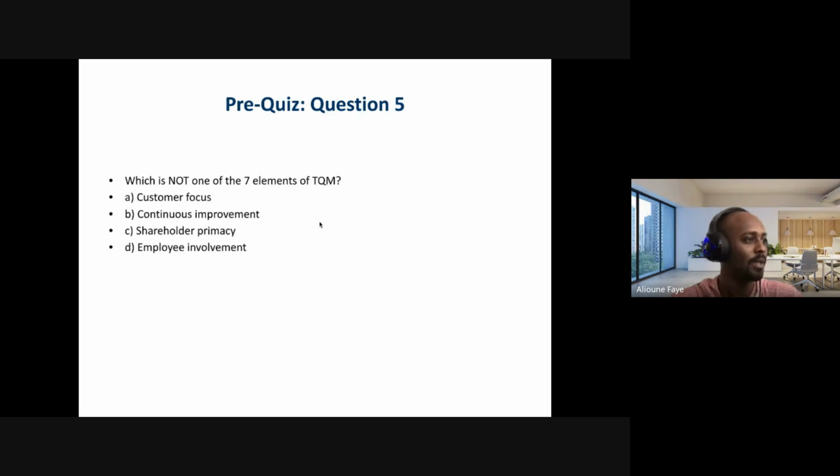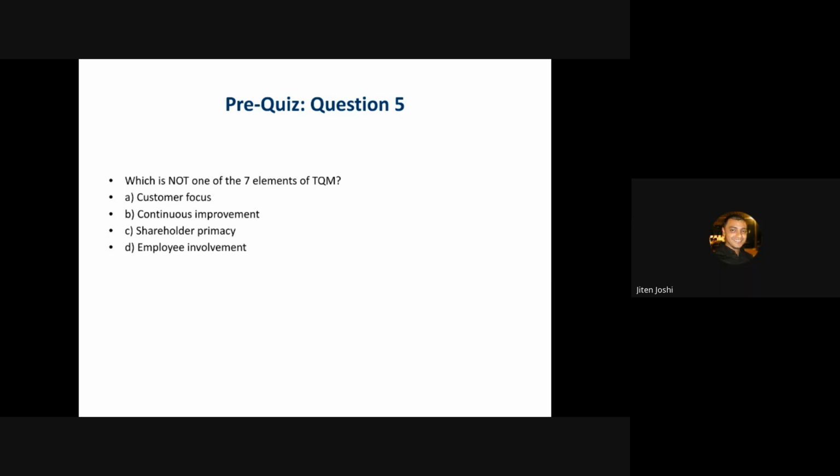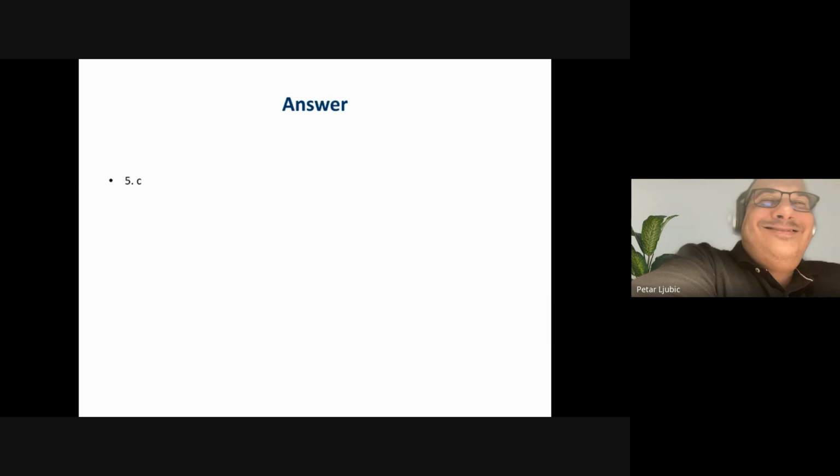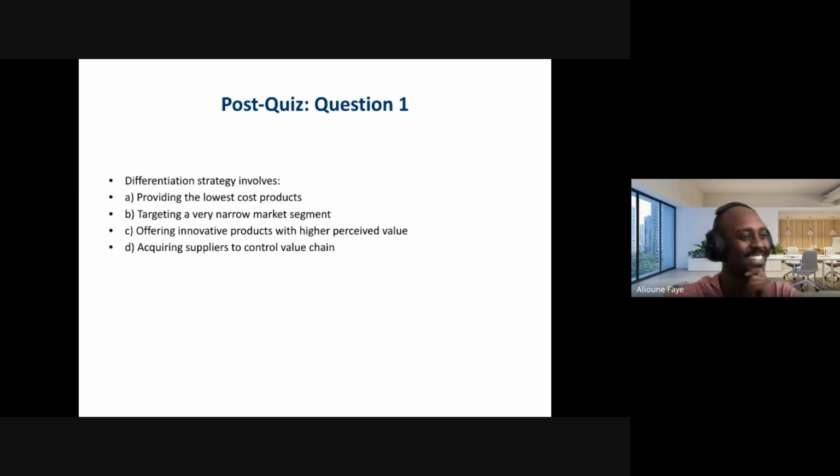Yeah, it's A. All right, so let's do the last one, which is not one of the 7 elements of TQM. Okay, we didn't go over them, so if you're wrong, it's fine. C. Shareholder primacy, yeah, C, because shareholder primacy. Good job, guys.